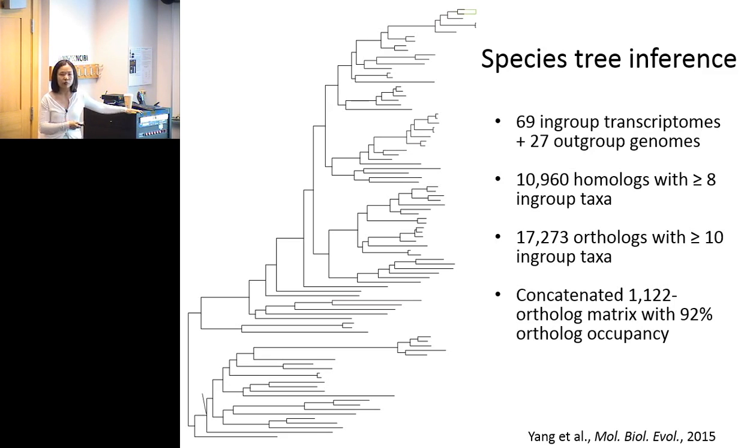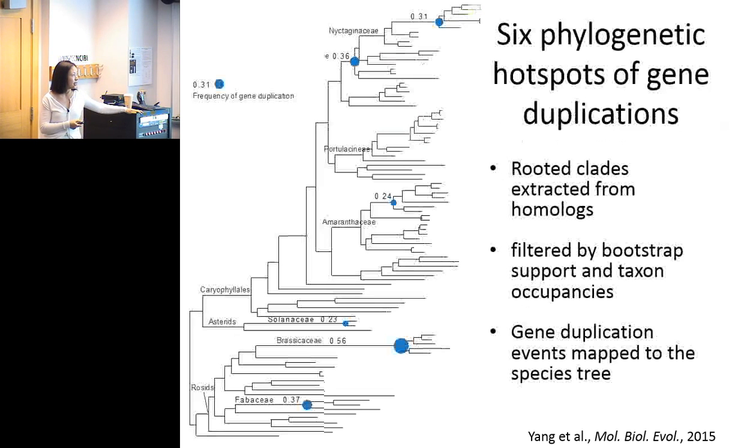There is allopolyploidy in quite a few places in this group. And I look at and map the pattern of gene duplication. So what are the phylogenetic locations of the gene duplication? It turns out there are six phylogenetic hotspots of gene duplication.